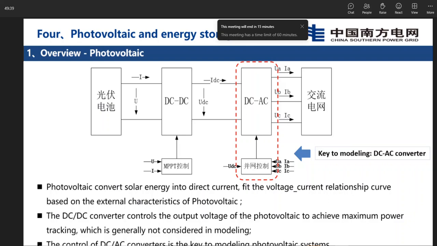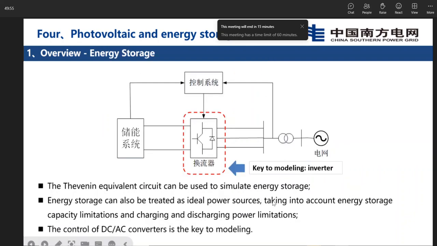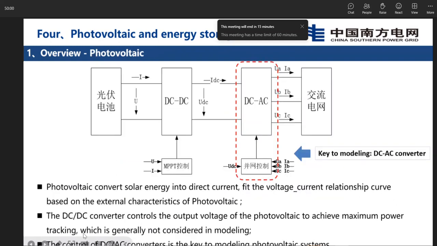The solar system converts solar energy into direct current, and fits the voltage-current relationship curve based on the external characteristics of a solar system. As you know, for the control part, the solar system is very easy, and for the control part, active and reactive power control and the ride-through control are the same as DFIG.